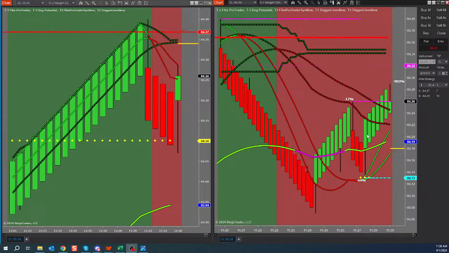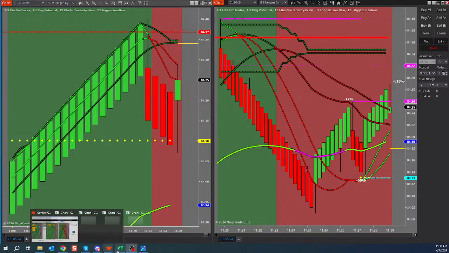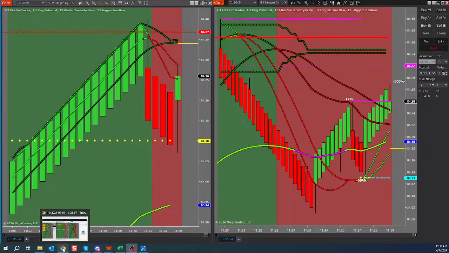Did anybody just arbitrarily go short at triggers and said, but it's red? Hope not. All right, guys. So, let me go back to your picture.